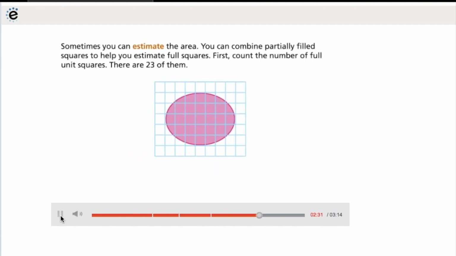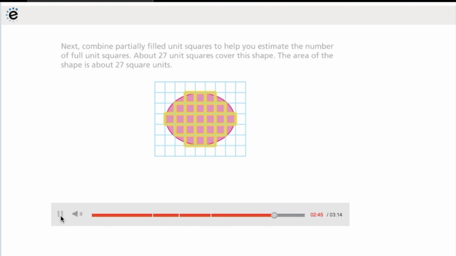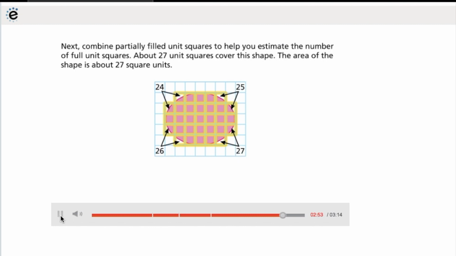Sometimes you can estimate the area. You can combine partially filled squares to help you estimate full squares. First, count the number of full unit squares. There are 23 of them. Next, combine partially filled unit squares to help you estimate the number of full unit squares. About 27 unit squares cover this shape. The area of the shape is about 27 square units.